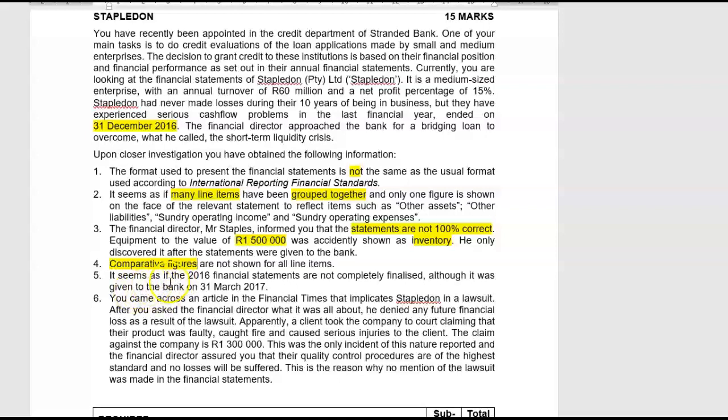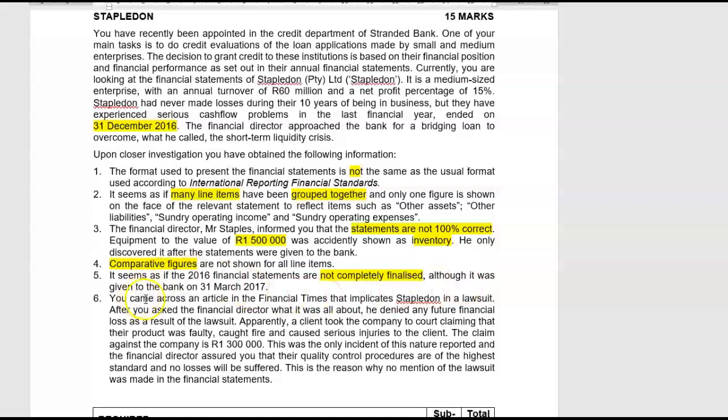Then number 5, it seems as if the 2016 financial statements are not completely finalized. Again, financial statements should be complete and free from error. It's not free from error and it's not complete either. So what contribution can it make to any decision that any user of those financial statements is going to make? Zero. Nothing whatsoever. So it's useless.